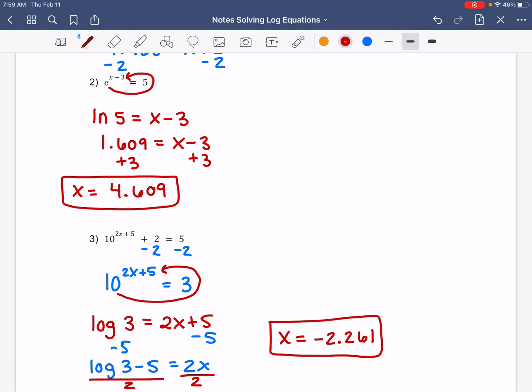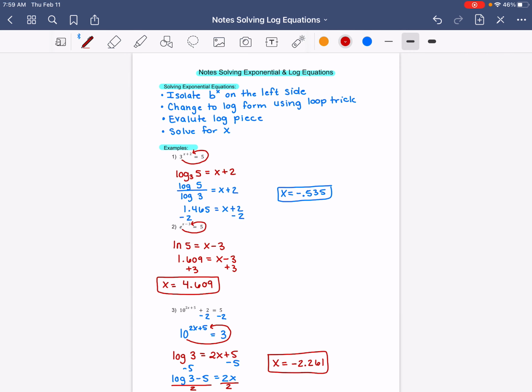Okay, so this is going to go on our first slide for our notes. These are solving exponential equations. You just get your exponential piece on the left side, do the loop trick to change it to log form. You evaluate your log piece. You usually have to just use your calculator, and then you solve for x.